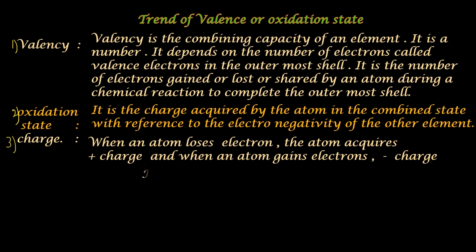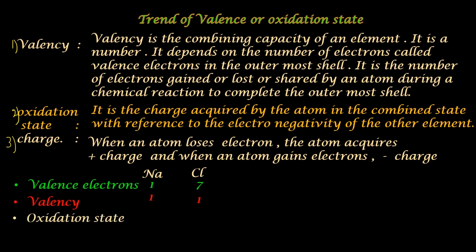So let us sum up. We will take the same example, sodium and chlorine. Number of valence electrons: for sodium, it is 1. For chlorine, it is 7. Valency of sodium is 1. Valency of chlorine is also 1. Oxidation state of sodium is +1, whereas for chlorine it is -1. Charge acquired by sodium is 1 plus, and for chlorine it is 1 minus.